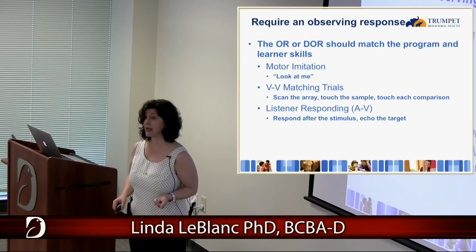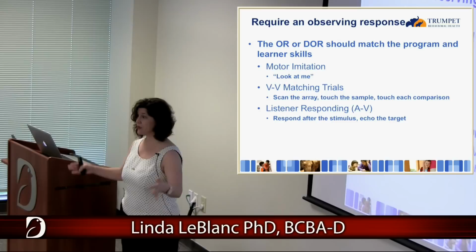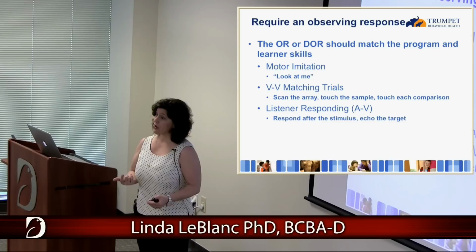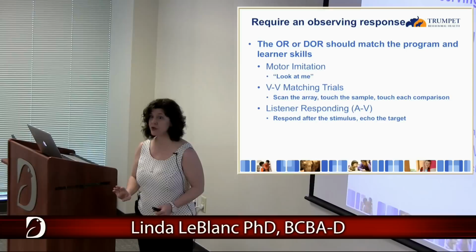word spoken is red. So for listener responding, it's a little bit different. Now I'm going to say something, and then they're going to respond to a visual array. I'm going to say red, and they're going to touch the one that is red. So what might be the observing response? Well, there are a couple of things. The first is they should only respond after you've presented the auditory stimulus. Any responses that occur before you said red could not possibly have been evoked by red because it did not exist in their environment before.